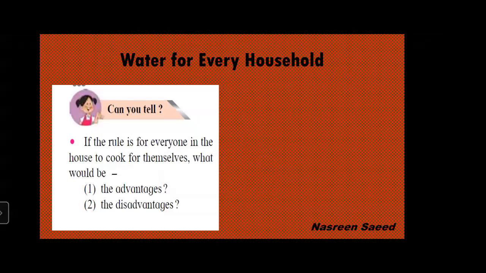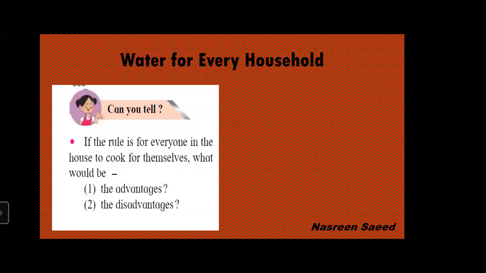The disadvantage is that all people are busy cooking only. Then what will others do? So everyone is busy cooking only. Then there will be chaos. So much gas will be wasted if everyone is cooking different things. Then we'll have so much food, and then food will also be wasted.